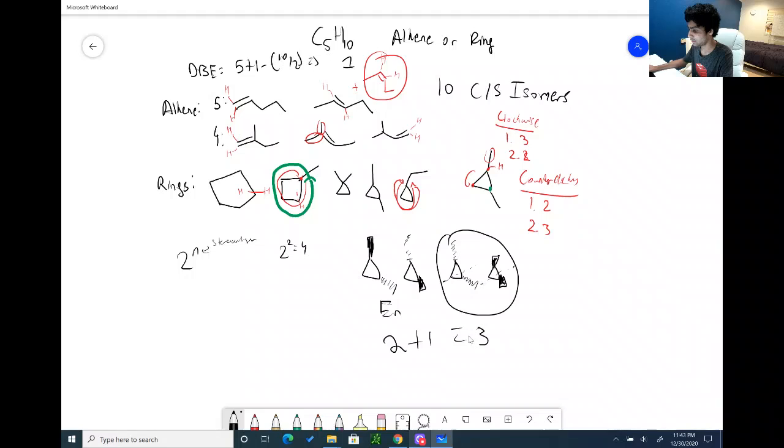So then if we include the total isomers, we have 10 plus 3 plus 1 over here. This is the trans, the cis. So we get 14 total isomers. That's how you get that.